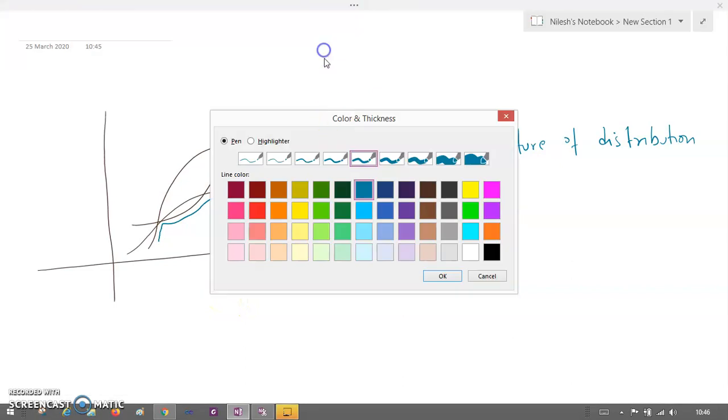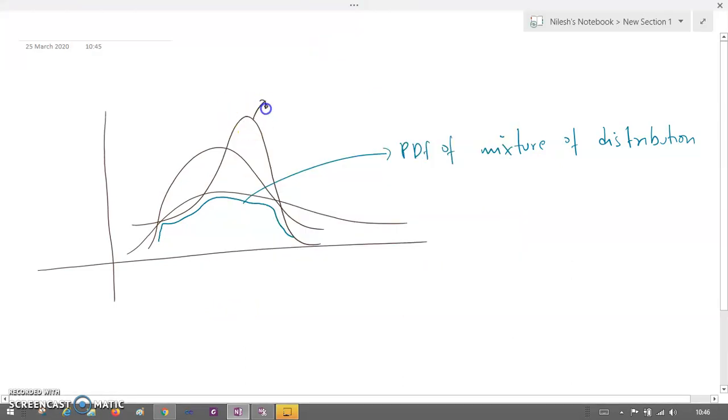However, these are the individual PDFs. Okay, so these are the individual PDFs. However, this line is basically the PDF mixture of all individual PDFs. This is the linear combination. I hope you are getting it.